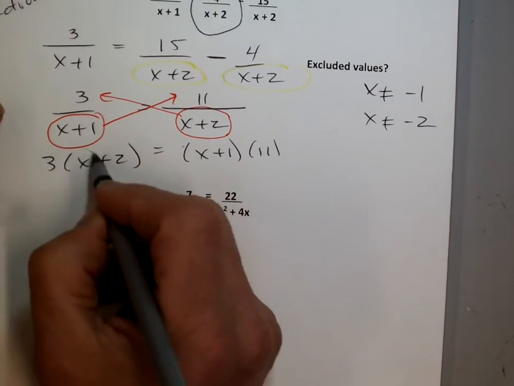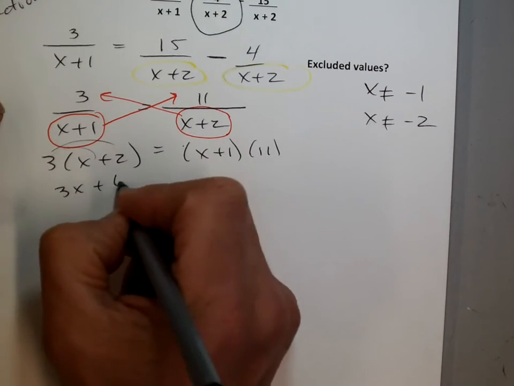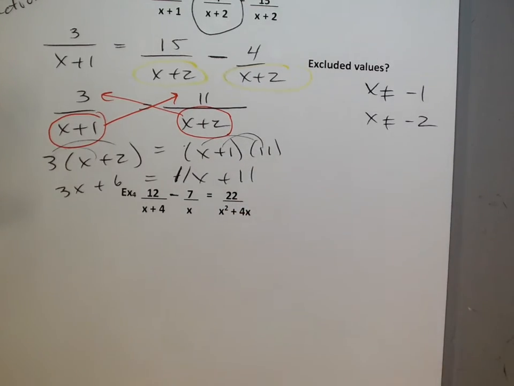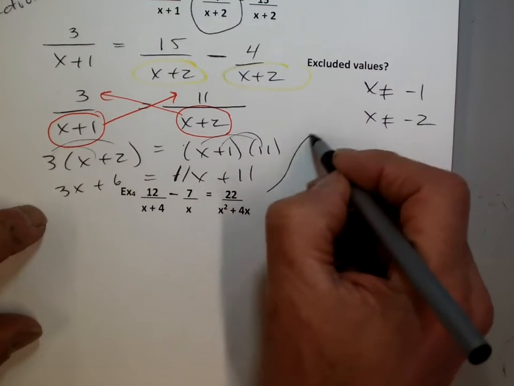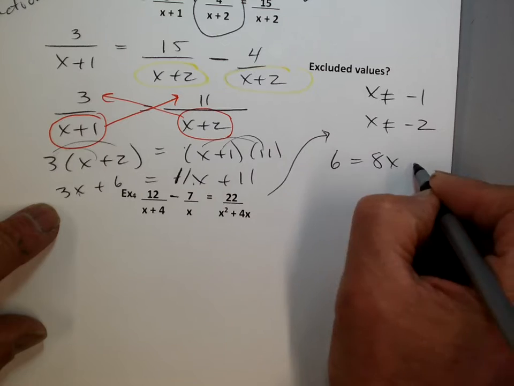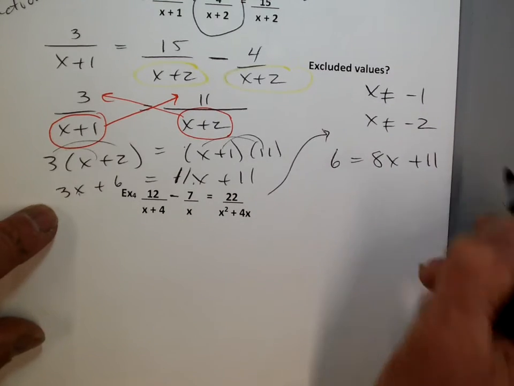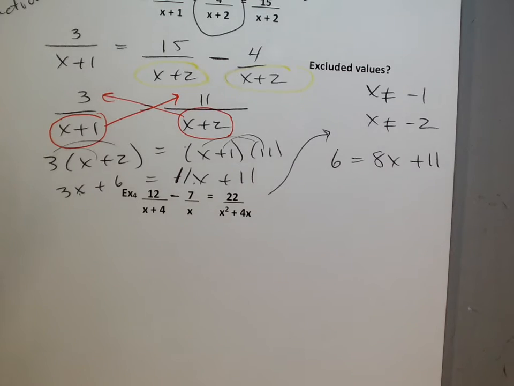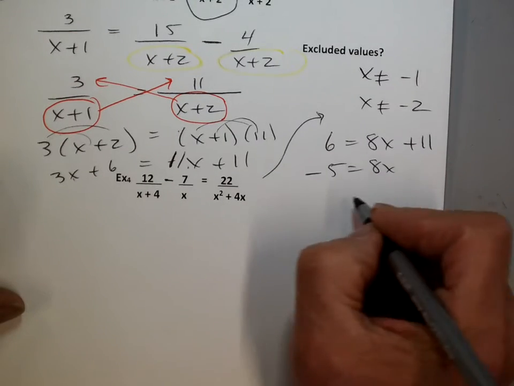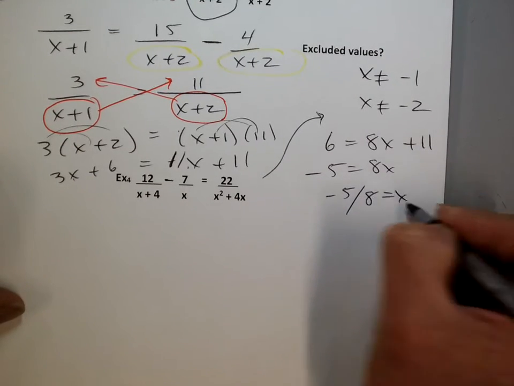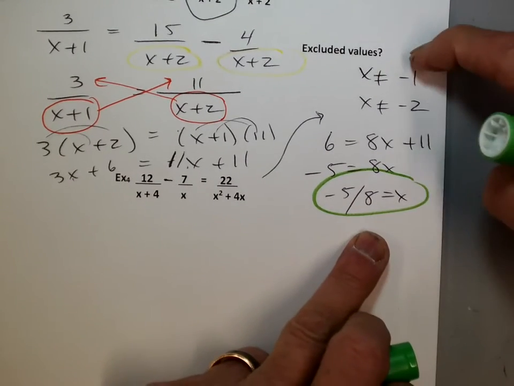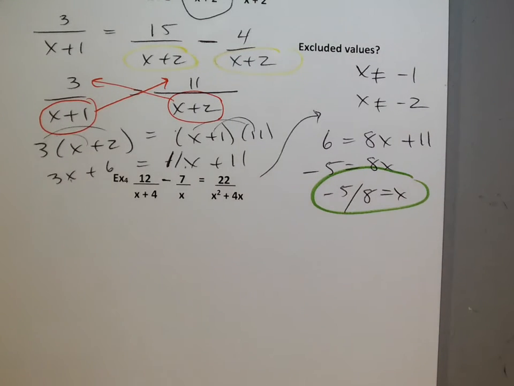I'm going to get 3x plus 6 equals, distributing on 11x plus 11. I'm running out of room, so I'll scoot it over here. Minus 3x is 8x. So the 6 equals 8x plus 11, minus 11 gives me negative 5 equals 8x. Divide, and I'll get negative 5/8 equals x. And I think I can keep that answer because the only thing it couldn't be was negative 1 and negative 2. Okay, so far so good.